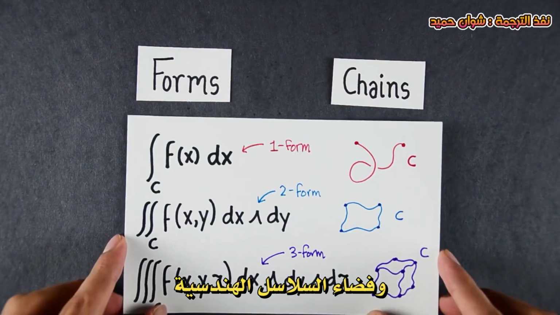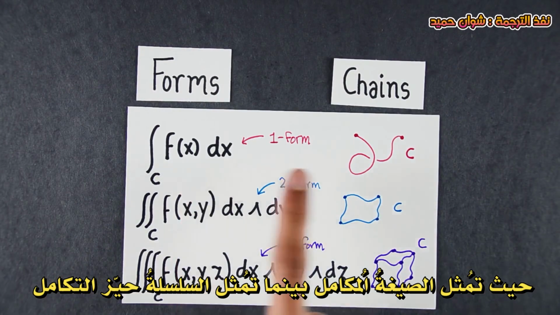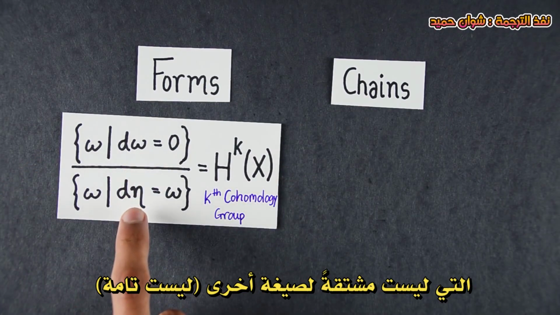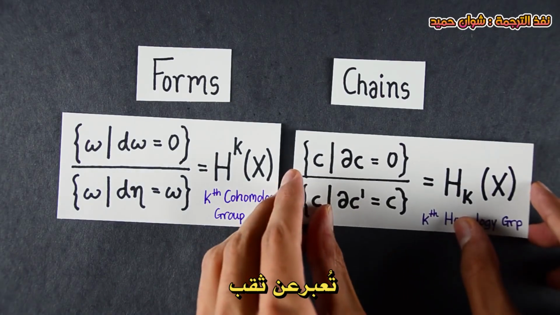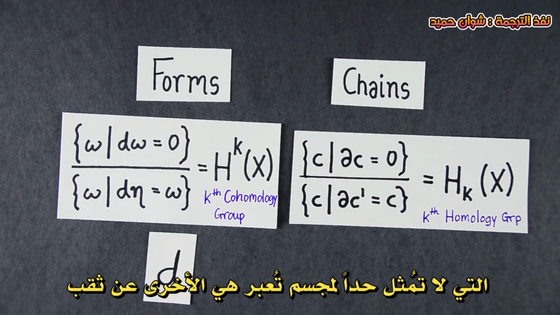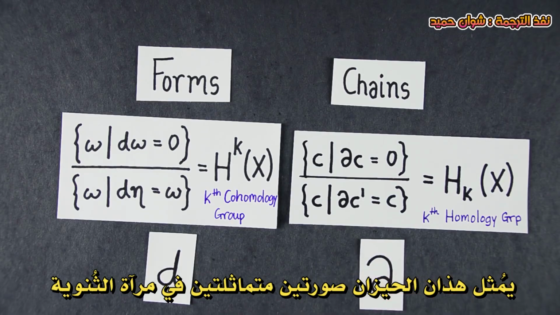You have two worlds, the world of forms and the world of chains. A form is something you integrate, a chain is something you integrate over. A form with derivative 0 that's not the derivative of anything else is a hole. And a chain with boundary 0 that's not the boundary of anything else is also a hole. These worlds are mirror images of each other.